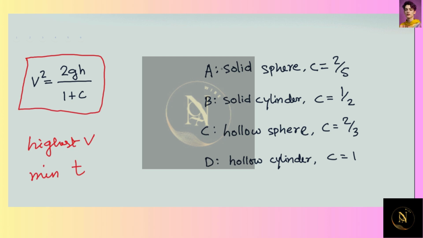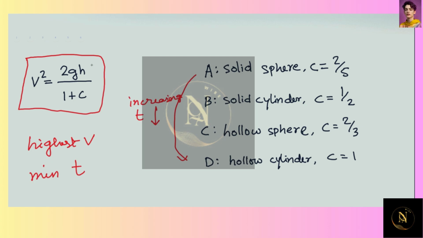So that's why, from our diagram in the question, A will be the solid sphere, then following that will be B, then C, and then D. So that's the increasing order of time. In this way the time is increasing. So this way it's decreasing time.